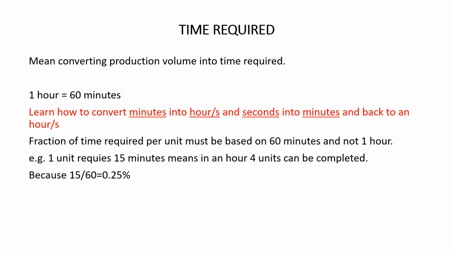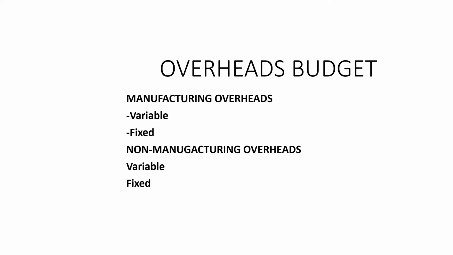Time required, this is how you calculate the time required. For example, 1 hour is equal to 60 minutes. So you have to be able to know how many minutes go into 1 hour, and how many minutes are required per unit before you can work it out. Then the overhead budget can either be fixed or variable, manufacturing or non-manufacturing. So this is what you must do first. Identify your manufacturing from your non-manufacturing, and reclassify them as to whether they are fixed or variable.